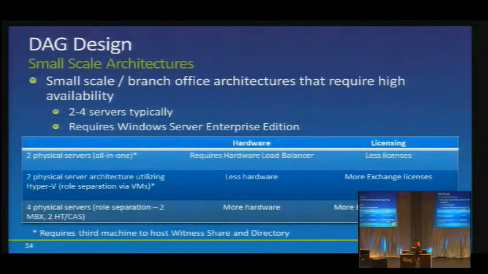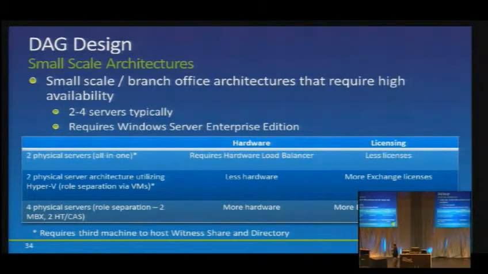Okay, so small scale architectures. If you're a small company, if you've got a small office, branch office, you could get away with a 2-server DAG most likely. You're going to need a third physical server somewhere to act as the witness server. But in terms of the Exchange licenses, you can get away with just a 2-server DAG.